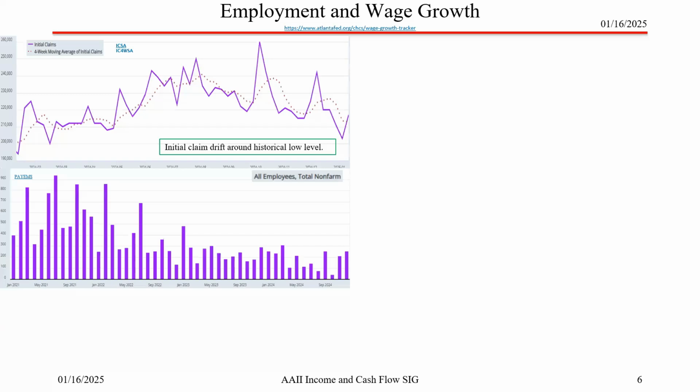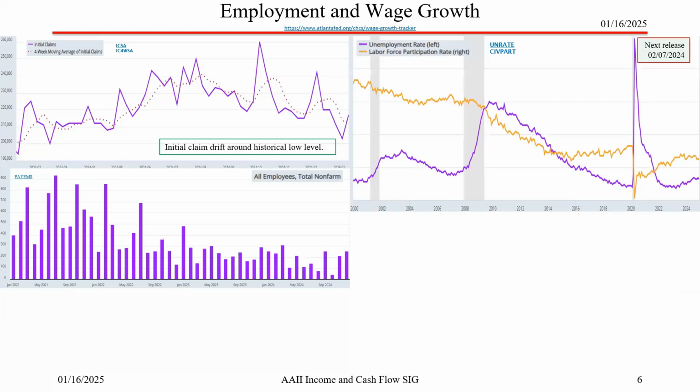Now, the all employees or total non-farm employee numbers, we had a hiccup in, I want to say, October or November, and then we're recovering. So if you look at the December number, that looks normal. Looking at the unemployment rate, we are back to 4.1, and looking at the labor force participation rate, we are recovering from the pandemic, but we're not going back to where we used to be.